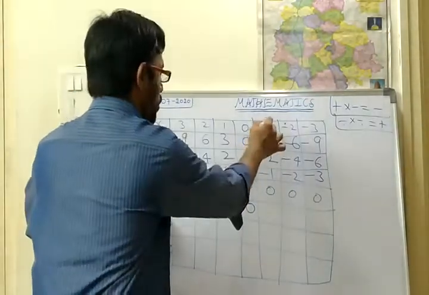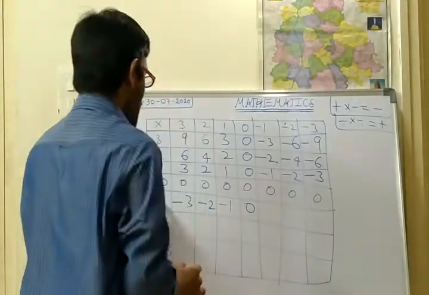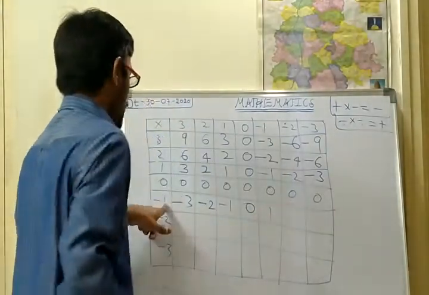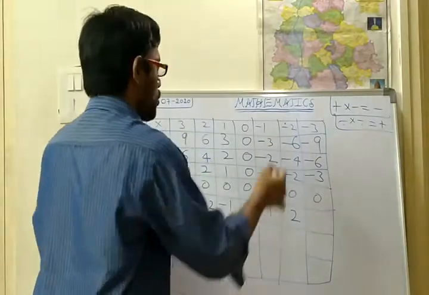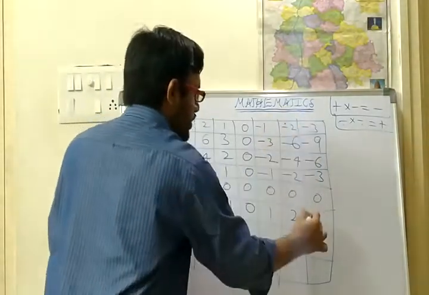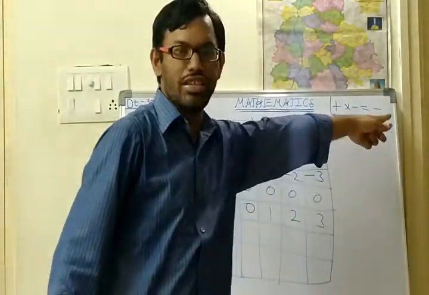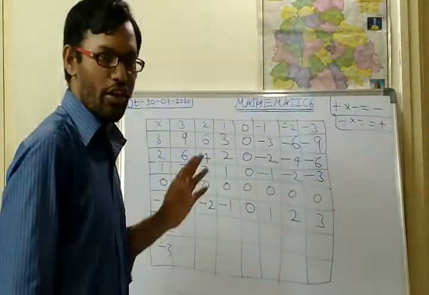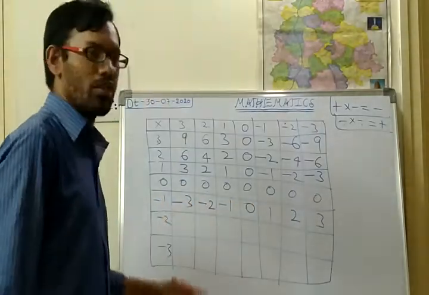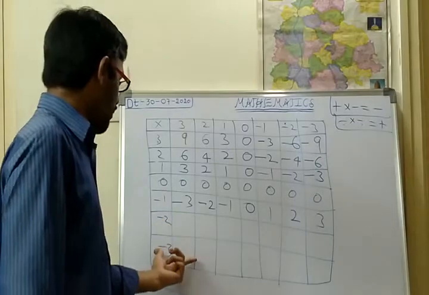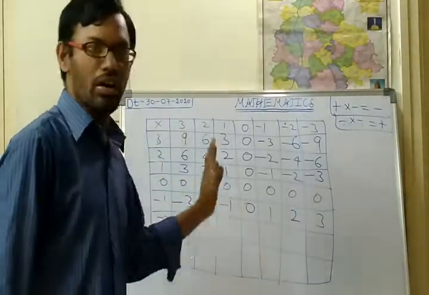Next minus 1 into minus 1. Minus into minus is plus, so plus 1 into 1, 1. Next minus 1 into minus 2, plus 2. Minus 1 into minus 3, plus 3, because minus into minus. Product of two negative integers is a positive integer. I hope you are understanding. Like this I have to do for the negative numbers also. So minus 2 and minus 3 you try to do, and check your answers.